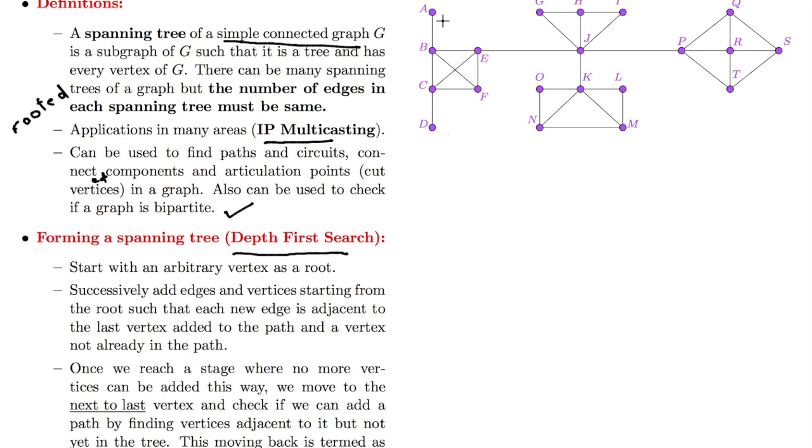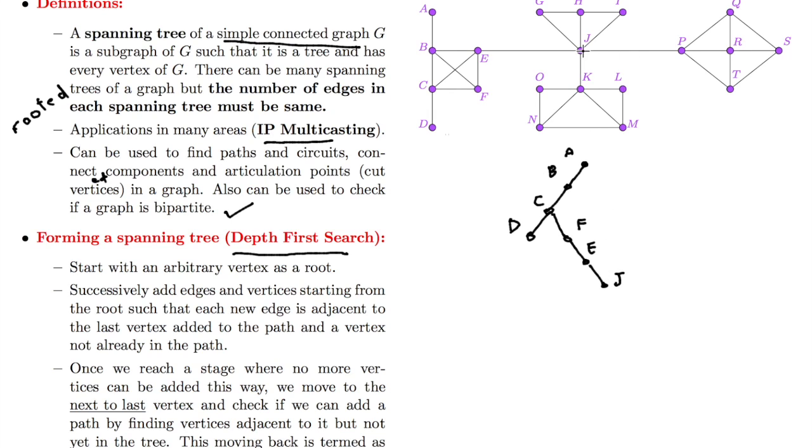So now we know that A, B, C, and D are one path. So this is a possibility that we start with A, we go to B, we go to C, and we go to D. So this is my A, B, C, and D. Okay, now from D I don't have any other adjacent vertex which is not already in the tree, so I have to go back. I have to backtrack. I go back to C, and from C I can say F, E, and J.